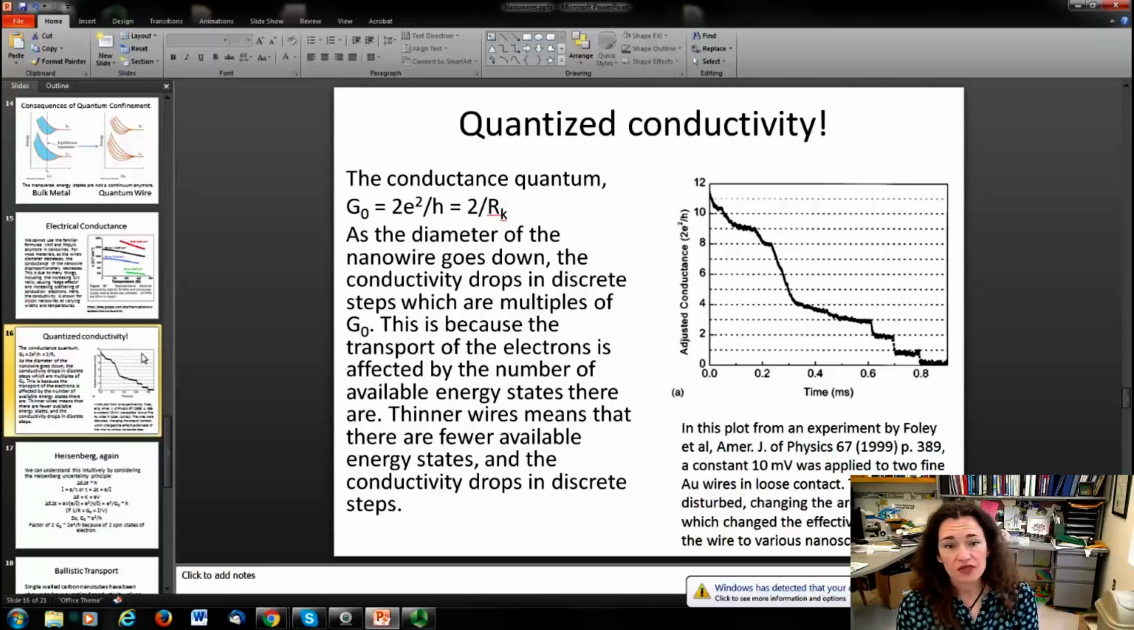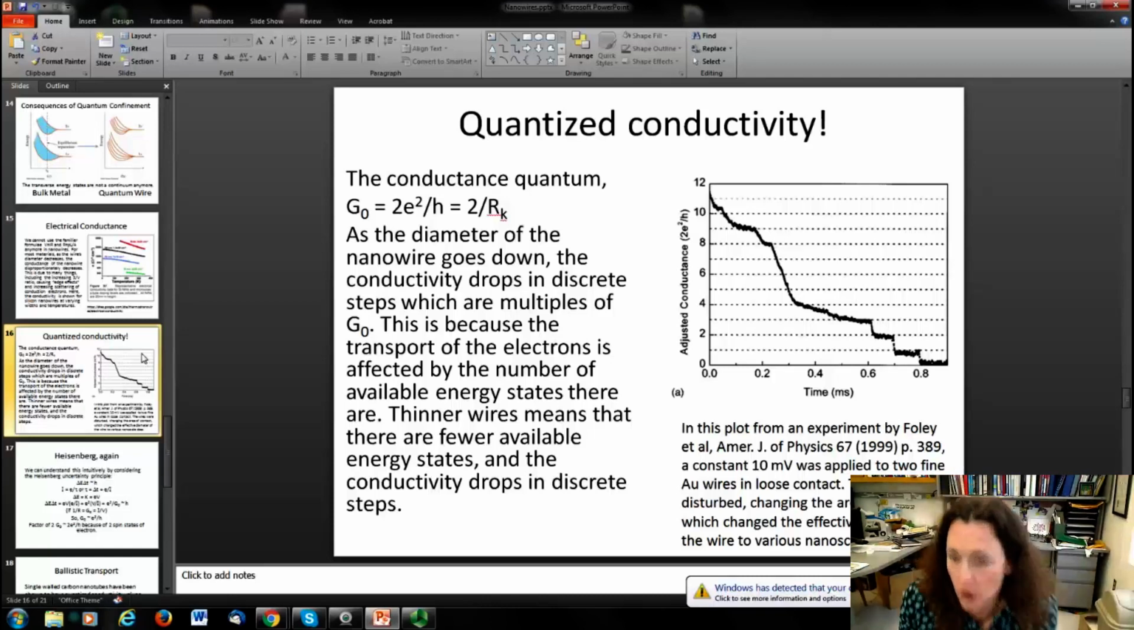Okay, so what they've done here is that they have put these nanowires in between 2 electrodes, and then they applied tension so that it's stretching the wire out, so that makes the diameter go down. Actually, sorry, other experiments have done that. This one, what they did was they disturbed them. They had these 2 fine gold nanowires in loose contact, and then what they did was they oscillated the nanowires so that the effective cross-sectional area of the wire changed. I'm sorry, so that's what this one did.